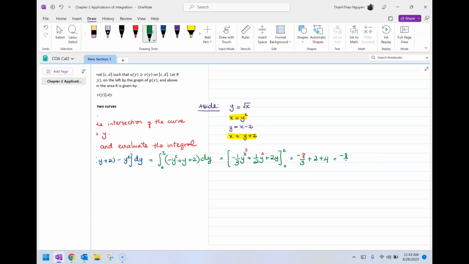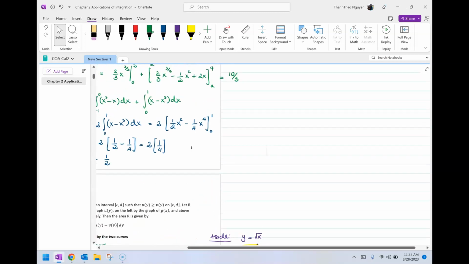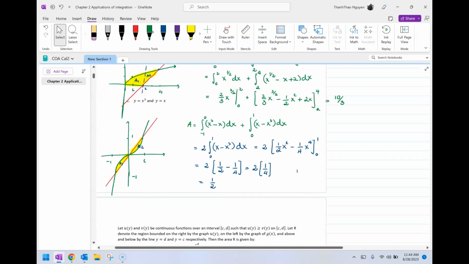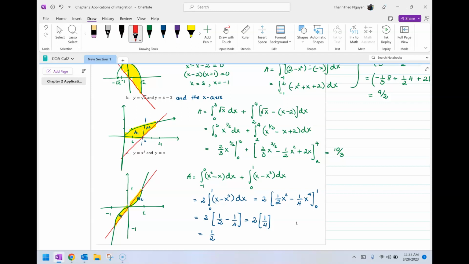So negative 8/3 plus it. So this is 10/3. Let's compare the answer that we got here with the answer that we got previously when we evaluate this area with respect to x. And we did that in our first video, that is part B. So the curve y equals square root of x, the line y equals x minus 2, and the x-axis, this area is equal to 10/3.